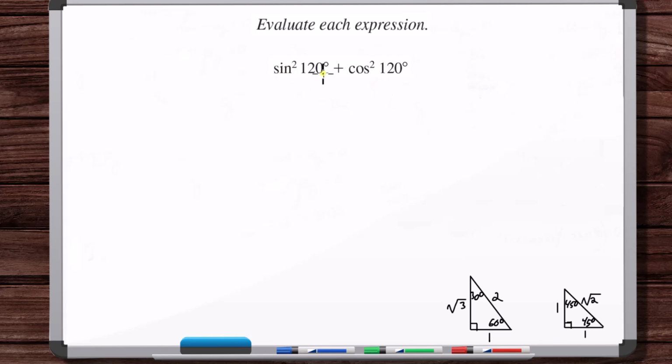Remember, this notation here, what does this mean? This means the sine of 120 degrees squared. So with that, you can see that what we need to do is find what is sine of 120 and what is cosine of 120. So let's do this. What is 120? Okay, 180, and then you go 60. So it's in the second quadrant with reference angle 60 degrees.